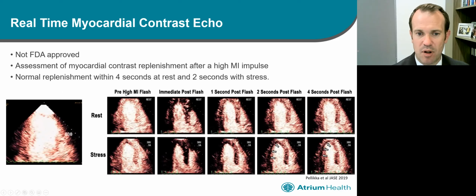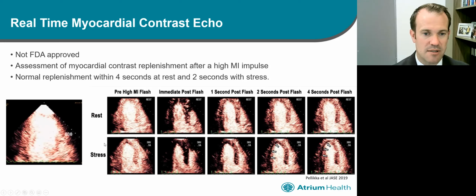And so here's an example from the guidelines. This is before the mechanical index flash. Then after the flash, the bubbles are destroyed and the myocardium looks dark. Within 1 second, we see replenishment at rest, but with stress, we do not see replenishment here in the lateral, infralateral apical segments.